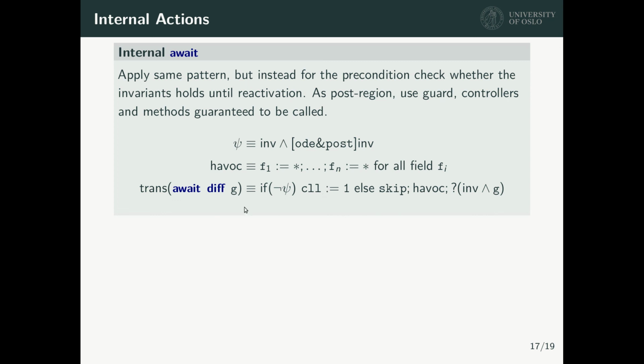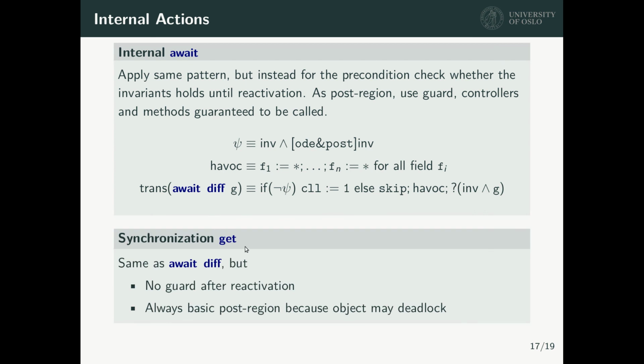You need to do one more thing, because in the suspension something may run. You set all your fields to random values, and you assume only that the invariant holds and that the guard holds. And for gets, you do the very same thing with two small changes. The guard is always true, because you do not have a reactivation, and you always use true as the post region, because you don't know how long you will suspend, and because the way get works, no other object may run. So if you deadlock, you have to stay forever, because the complete object is blocked and nothing can run anymore.